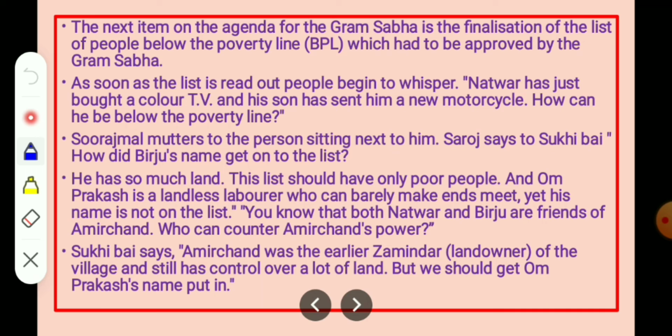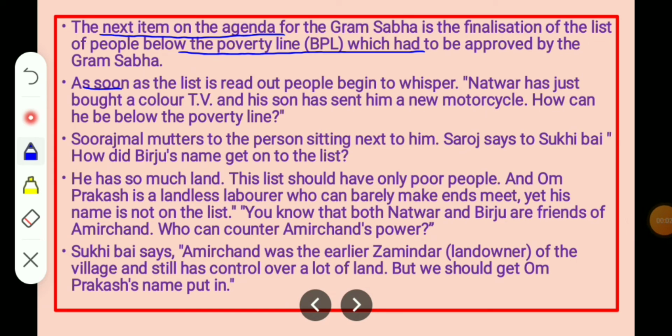The next item on the agenda for the Gram Sabha is the finalization of the list of people below the poverty line, means BPL, which had to be approved by the Gram Sabha. So the next discussion was about the BPL, the people who are below the poverty line, and the list has to be approved by the Gram Sabha only.